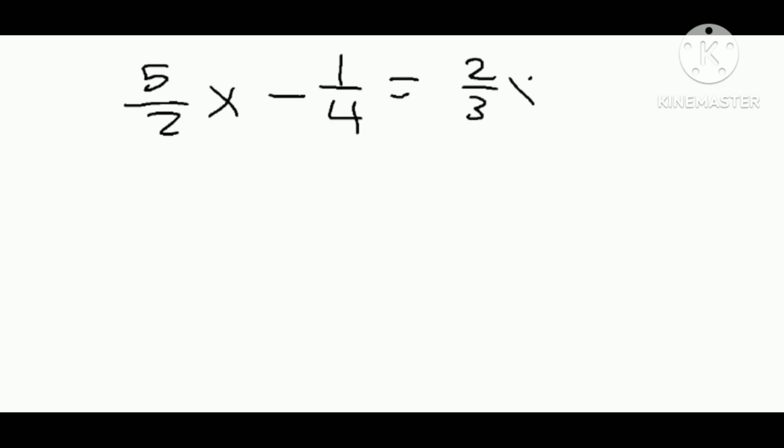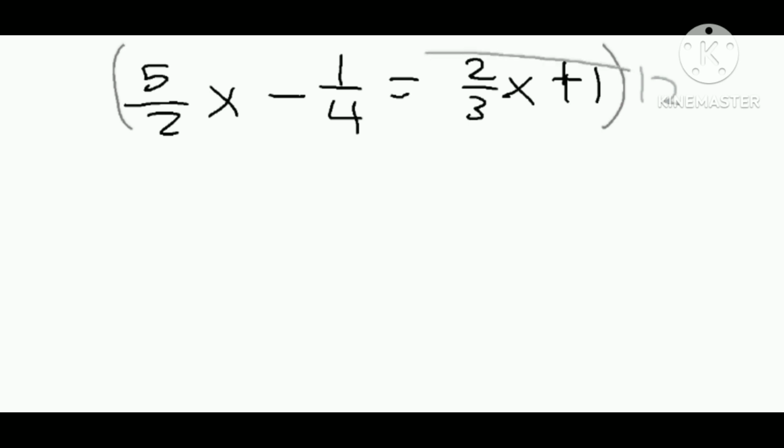Try this example. 5/2x minus 1/4 is equal to 2/3 x plus 1. So here we have a lot of fractions. And in this particular problem, I'm going to multiply both sides of the equation by the least common denominator of those 3 fractions. So what number goes into 2, 3, and 4? The answer is 12. 4 can go into 12, and so can 3 and 2. So I'm going to multiply everything by 12.